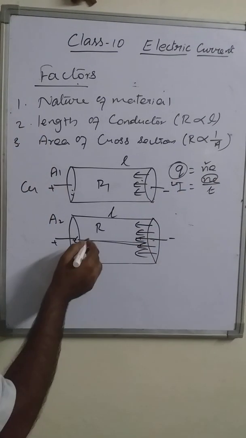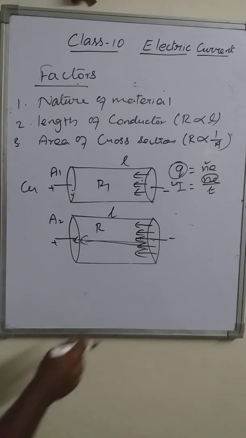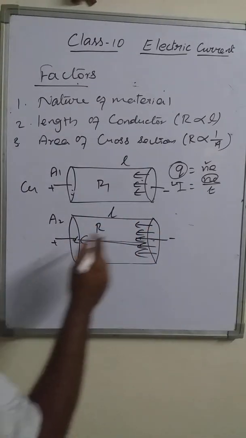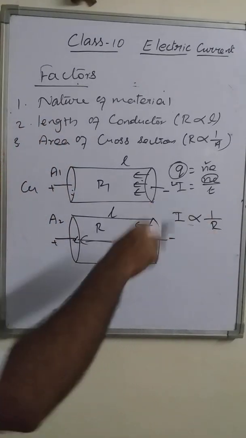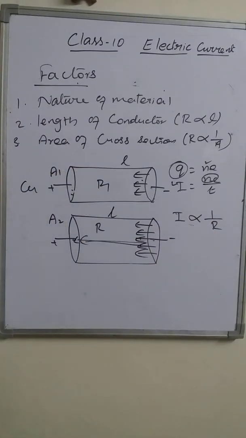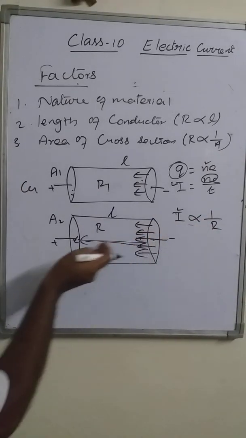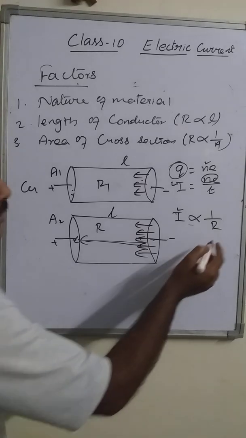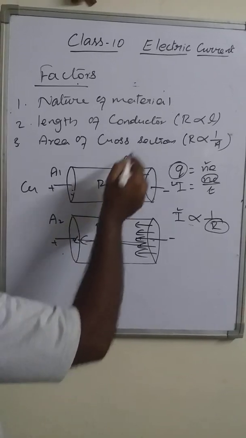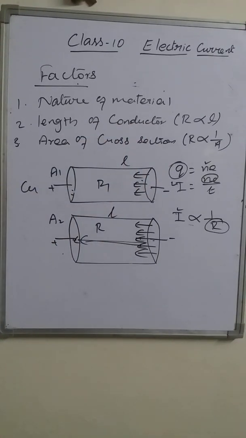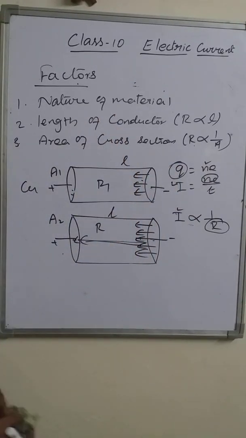Whenever a large amount of current is flowing through the conductor, then obviously, current is inversely proportional to resistance. Means if resistance is greater, less current flows. If resistance is smaller, then more current flows. Here a large amount of current is flowing, that means the resistance will be less. That's why if we increase the area of cross section, then the resistance decreases. So this one is the third factor.